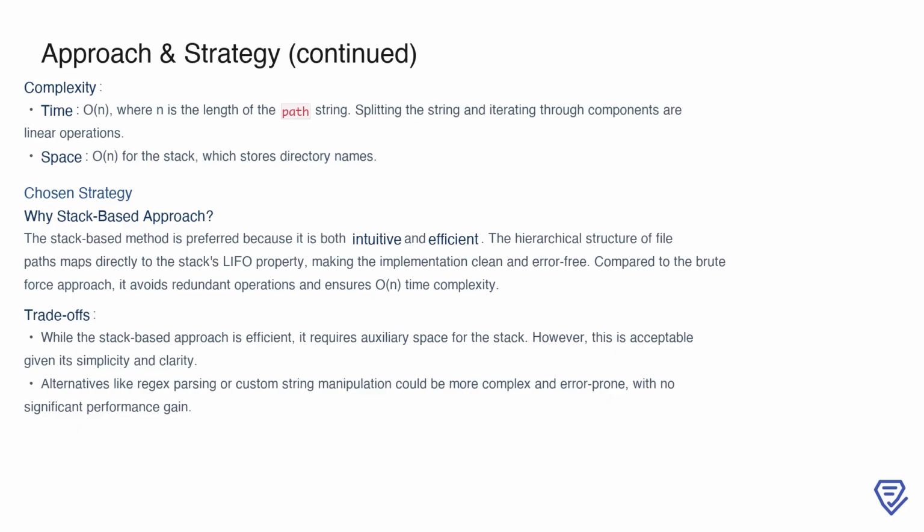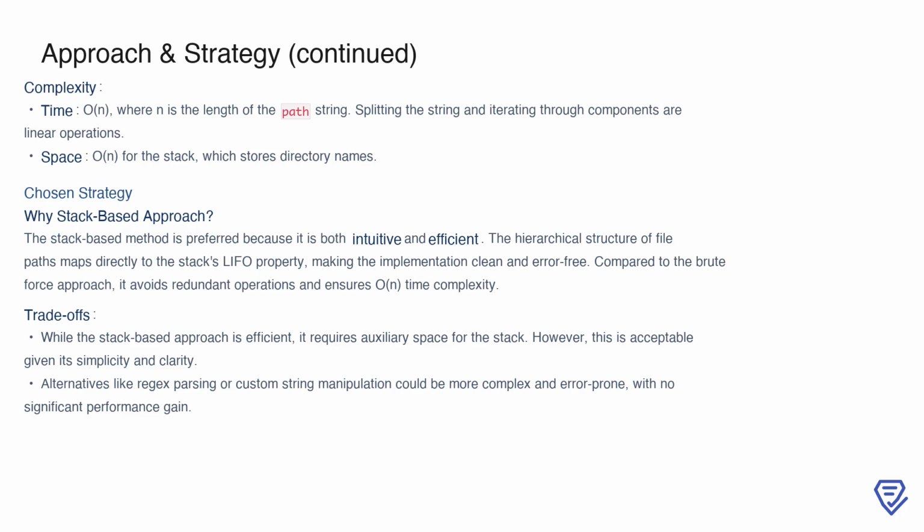When analyzing the complexity, the stack-based approach proves to be highly efficient. The time complexity is O(n), where n is the length of the input path string. This efficiency comes from the fact that splitting the string and iterating through its components are linear operations. In terms of space complexity, the stack requires O(n) space to store directory names, which is proportional to the depth of valid directories in the path.